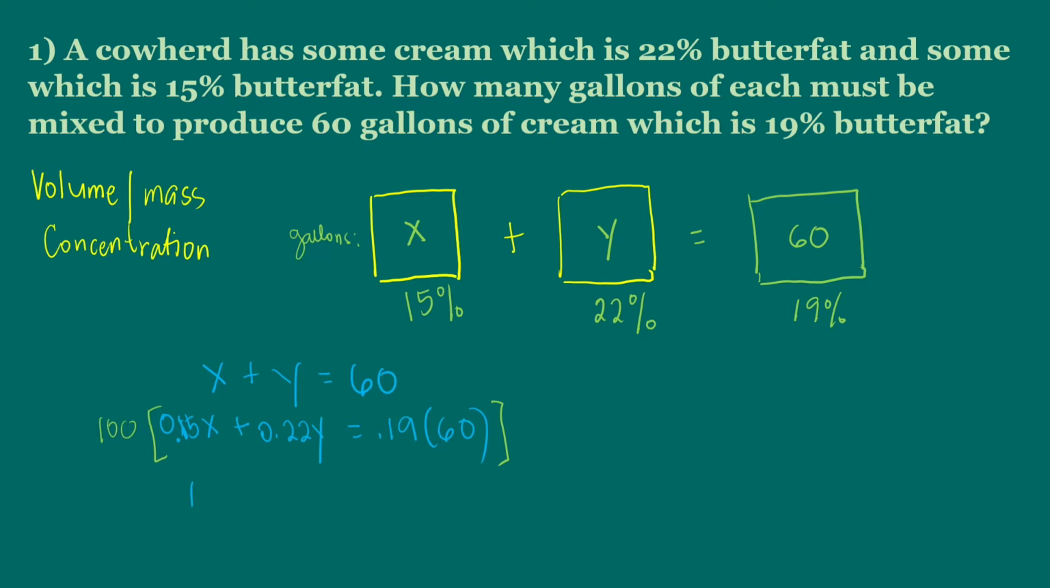15x plus 22y equals, times 100 natin yung 9.19. So, pag times 100 mo yan, 19 na siya. And then, 60. Okay?